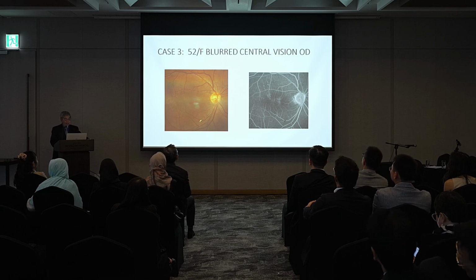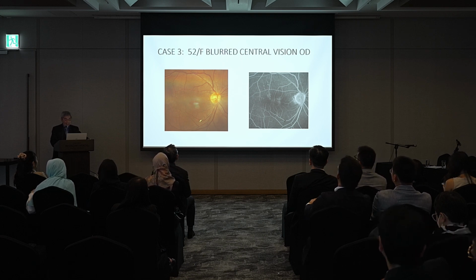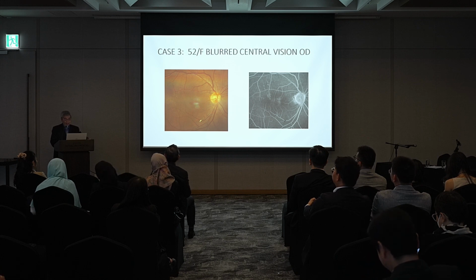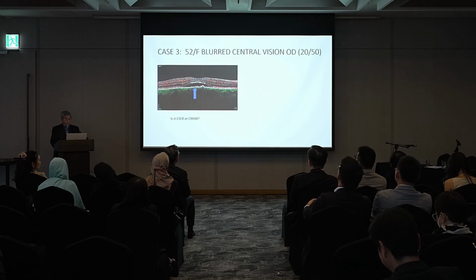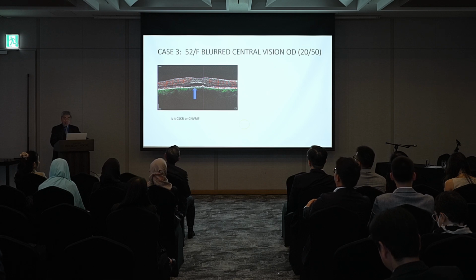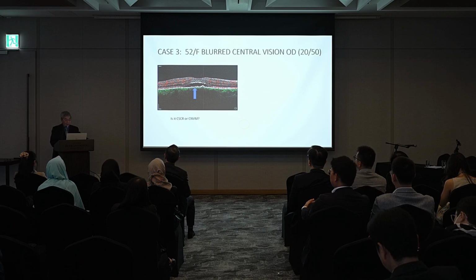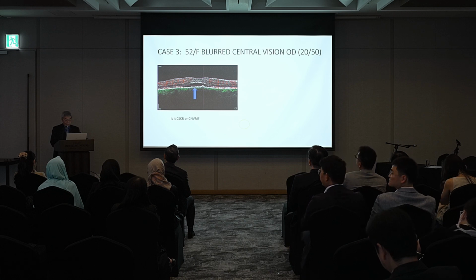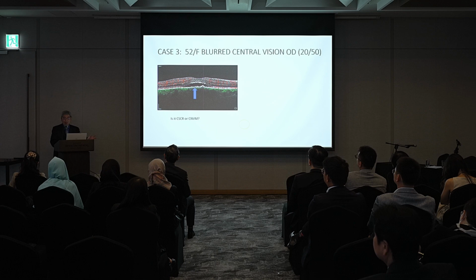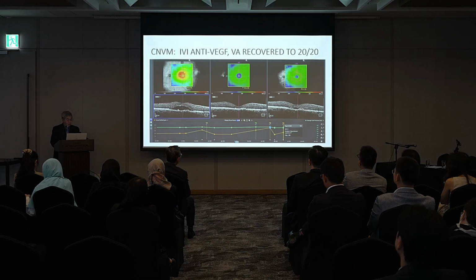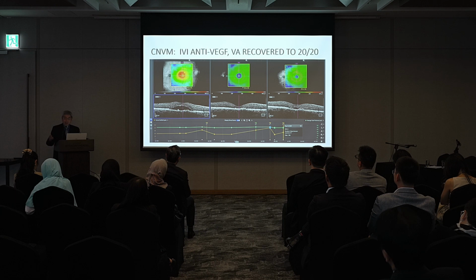So this was a 52-year-old female with blurred central vision in the right eye. We did a fluorescein angiogram, and there's some fuzzy hyperfluorescence in the central macula. And on the OCT, we could see subretinal fluid and maybe some drusen. And in this case, we're wondering whether it's a CSR or choroidal neovascular membrane or a polyp. And we actually did OCT angiography, and we actually saw these dots lighting up, indicating that there may be a polyp there that's leaking.